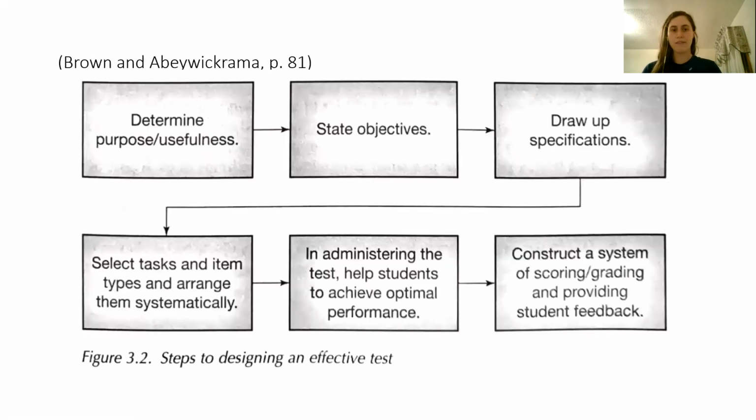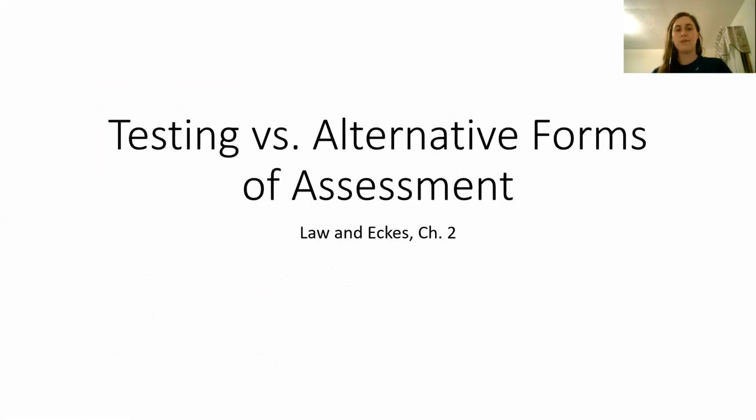So here is a flowchart that kind of sums it up. So you should determine the purpose of the exam, state the objectives, then draft the specifications, and then select the items, administer the tests in a way that they can all have a peak performance, and then you should grade it and provide feedback.